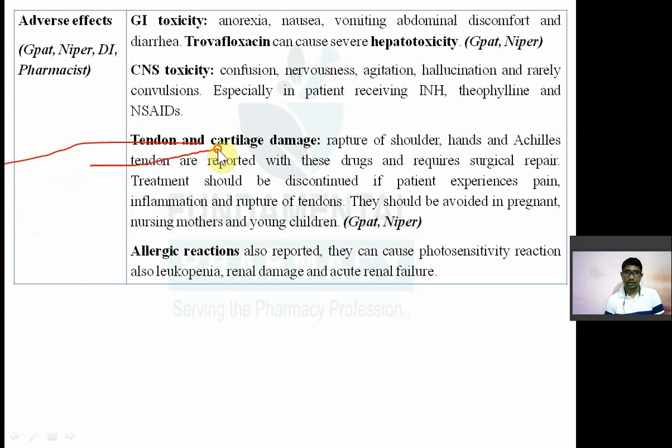Tendon rupture. Allergic reaction also reported. Again they will also have photosensitivity reaction. मतलब जैसे अगर इनको खा के अगर आप ये टैबलेट लिया आपने और आप गए धूप में तो आपके स्किन के ऊपर रिएक्शंस होंगे, तो फोटोसेंसिटिविटी रिएक्शन. सो ल्यूकोपेनिया, renal damage in case of renal failure.